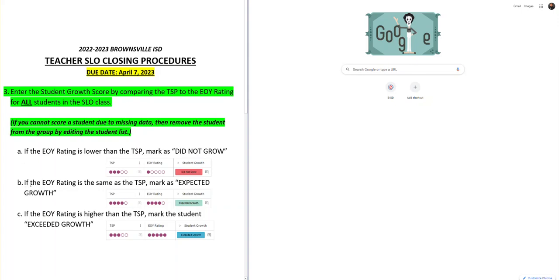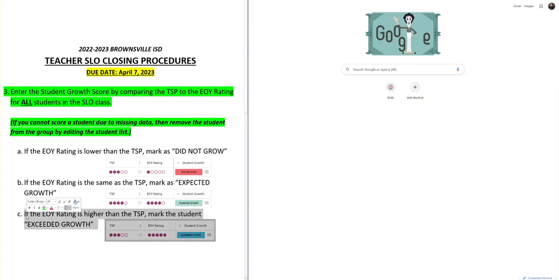Number 2, if the end of year rating is the same as the TSP, mark the student as expected growth. Here's what that means. In this example, this teacher set this student's target as 4 dots above typical. The body of evidence by the end of the year showed that this student was indeed well above typical, which is 4 dots again. So since the ratings are the same, the student met this targeted growth. So you put expected growth. The student got expected growth. They achieved what the teacher said the kid would do at the beginning of the year.